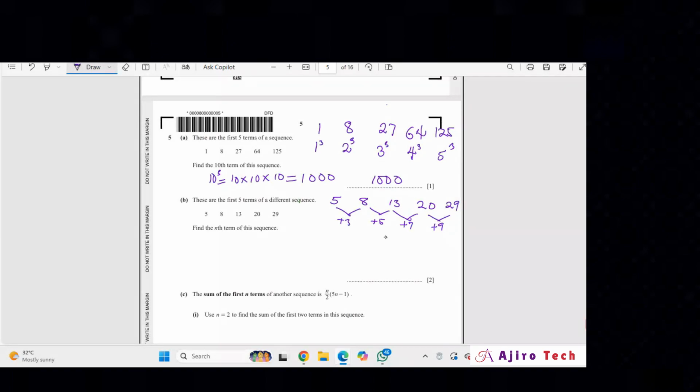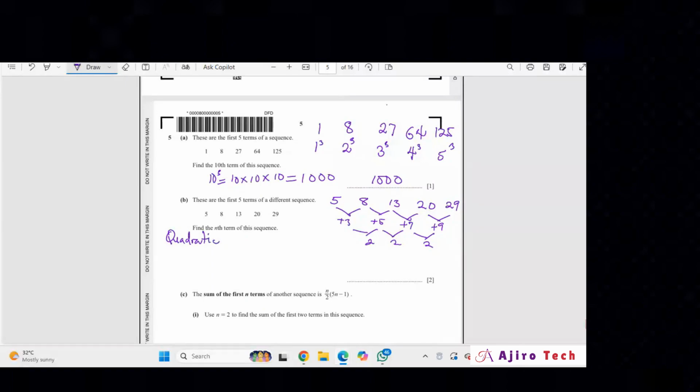Now, if you look at the differences, they are not the same. So let's take another, second difference. The second difference we're going to take now is going to be this, and this is 2, 2, 2. And since we do it twice like this, that means it's a quadratic. So we can say, okay, it's a quadratic sequence.